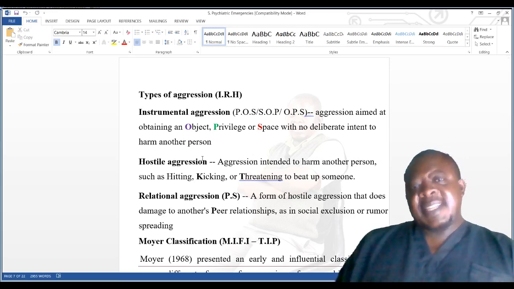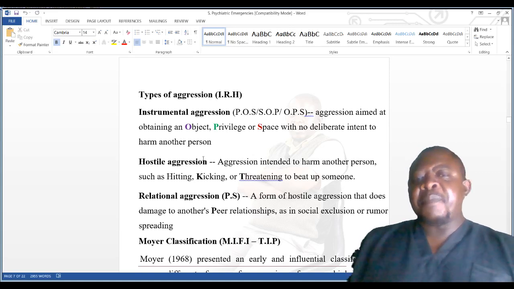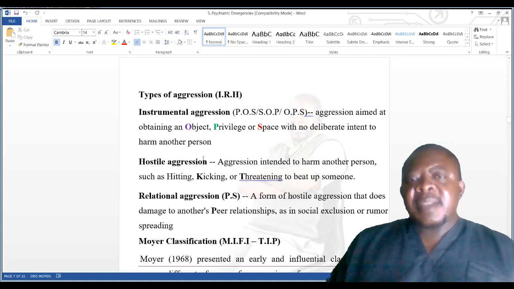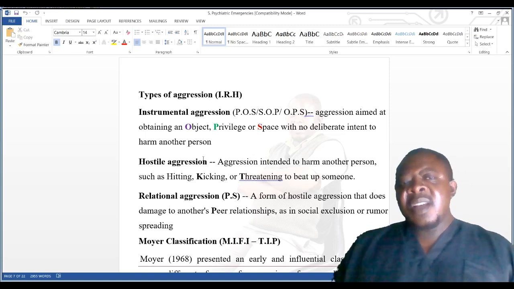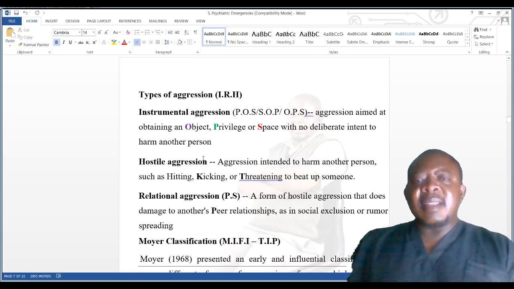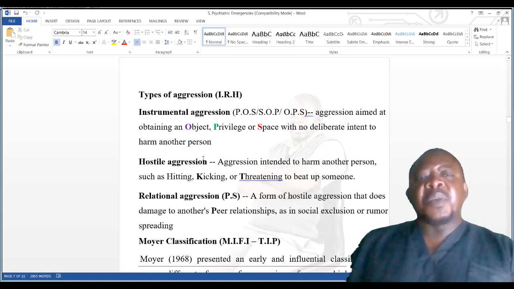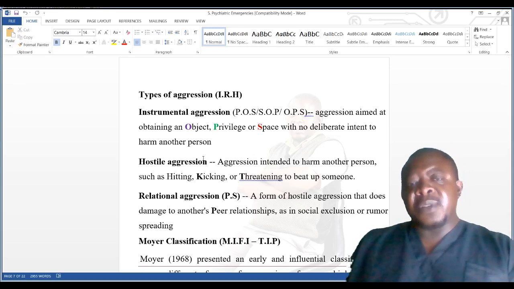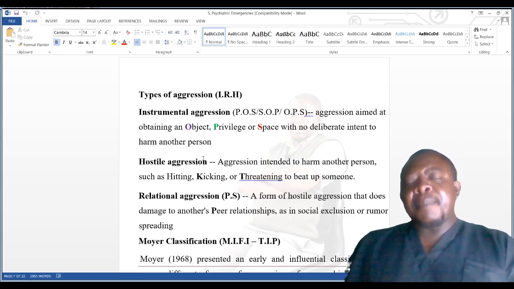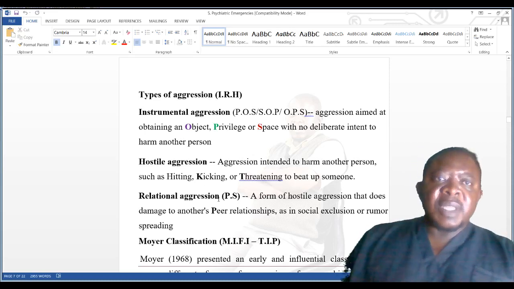Relational aggression is a form of aggression that is aimed to destroy a peer relation. Its aim is to bring about social exclusion. In rumor mongering, one may spread bad news about another person so that that person is excluded. False rumors, talking badly about the other person so that they face social exclusion. So that is relational aggression.